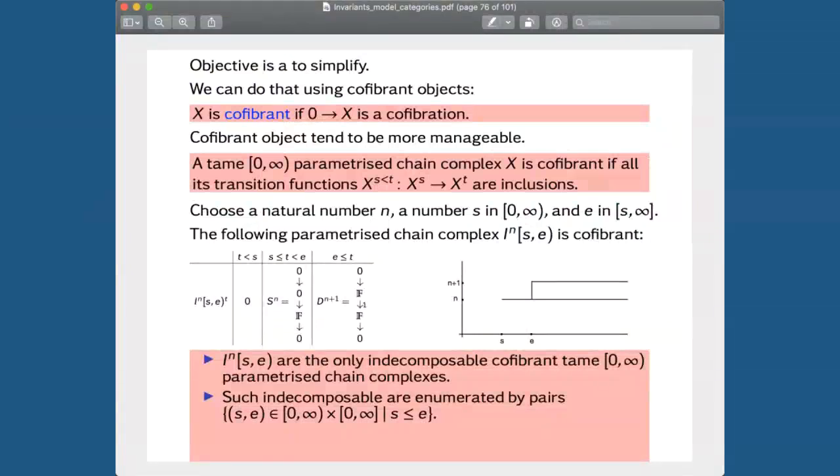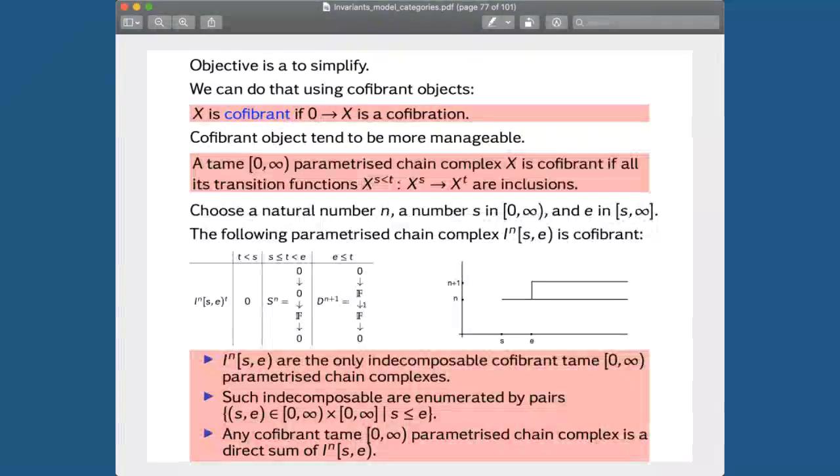S is a non-negative real number. E is this extended real number, but E has to be bigger or equal than S. Okay, you can enumerate indecomposables. Because you can enumerate indecomposables, any other cofibrant parametrized chain complex is a direct sum of these particular chain complexes. So although the representation type is wild, cofibrant objects for these parameterized chain complexes are more manageable, are actually describable. Okay, they are actually describable.